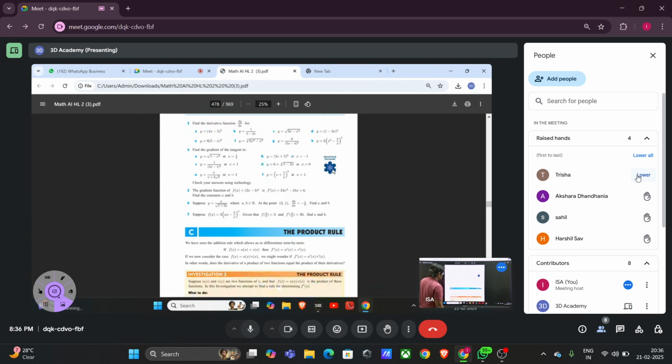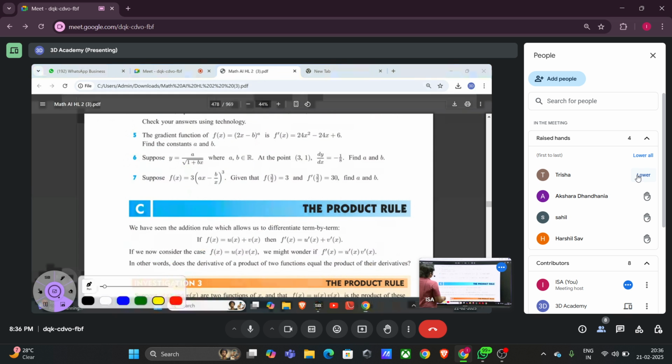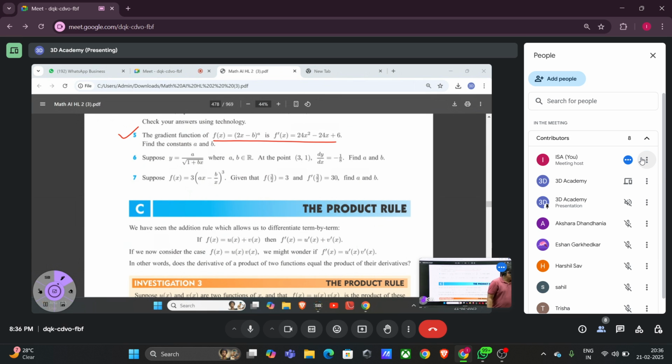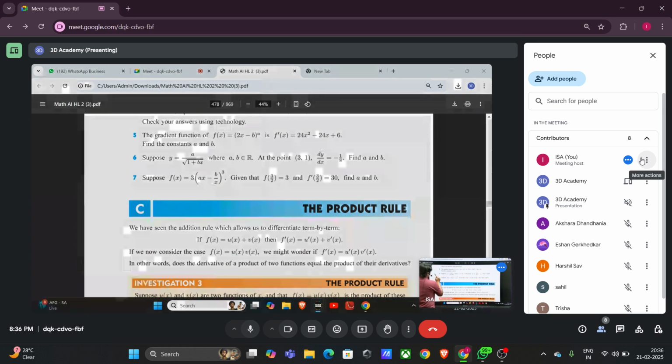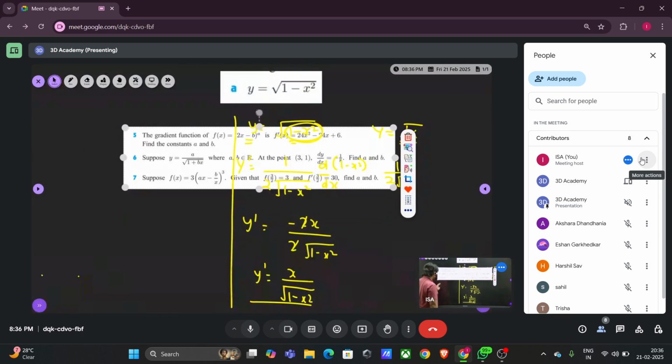ठीक है. Now, guys, look at 5th question. Everyone, look at 5th question. Try to solve 5th question. Look at 5th question. These are quite simple questions.